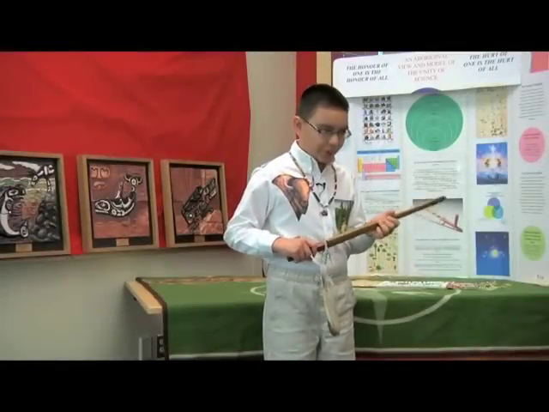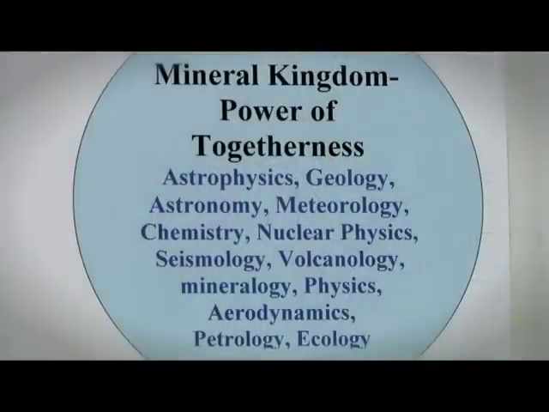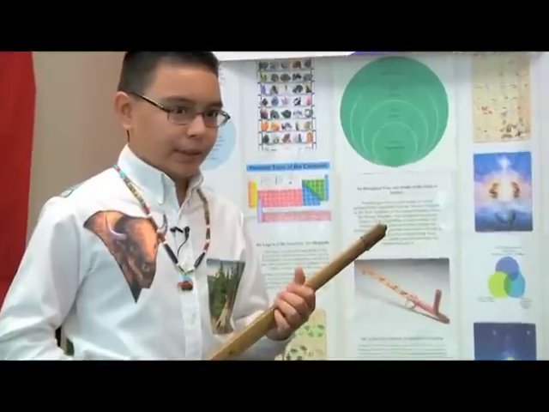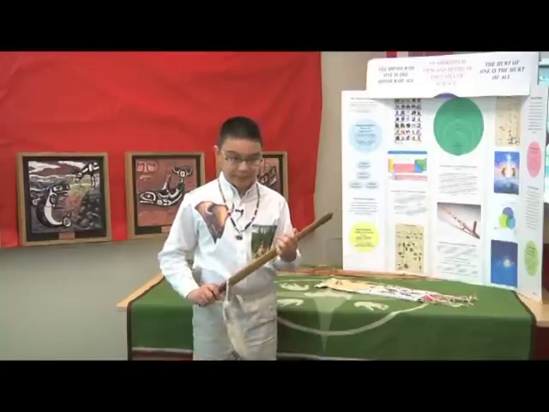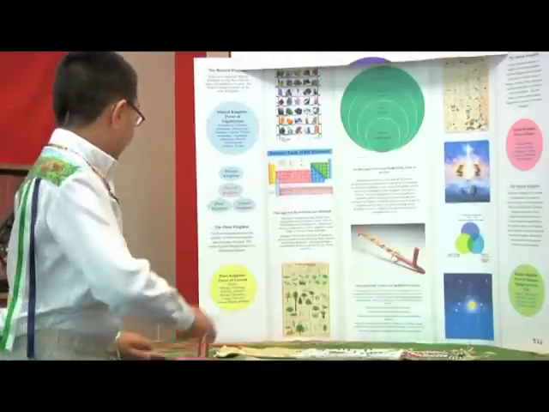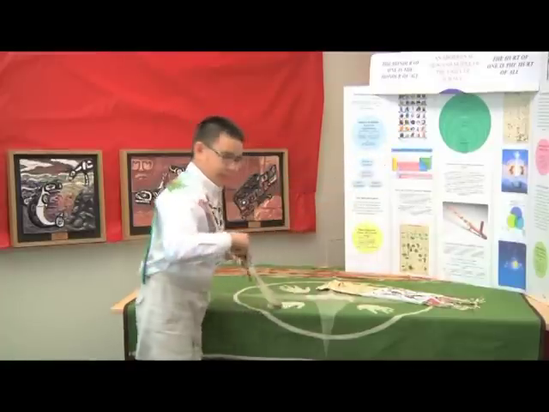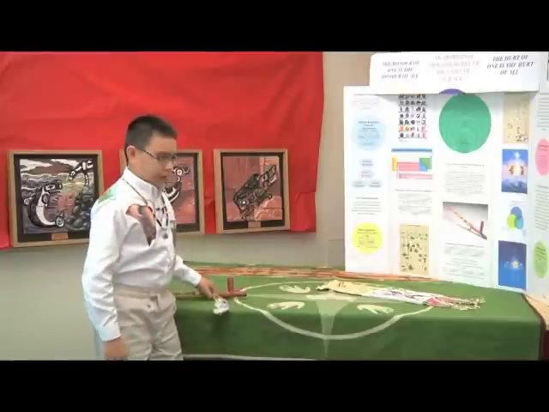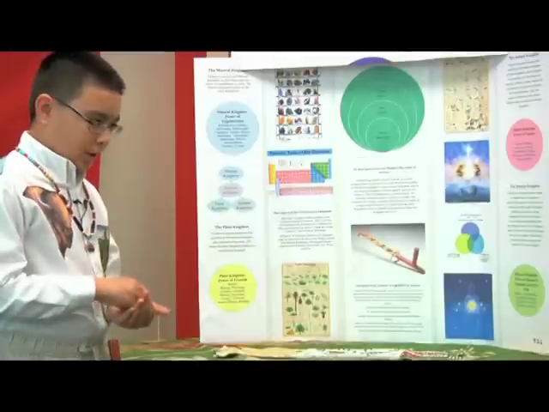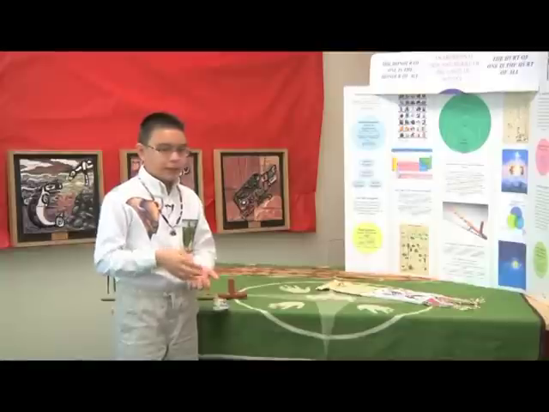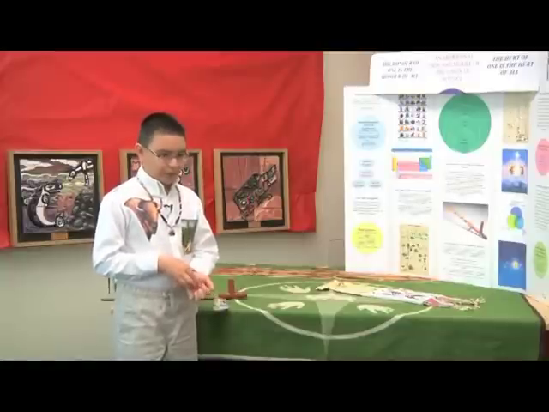The mineral kingdom has the power of togetherness or unity and unifies all the other kingdoms. The mineral kingdom is also made of elements. There's a picture right here with minerals of the world. But minerals are basically rocks, well, as much as I know, they're supposed to be elements. They're supposed to make up everything.